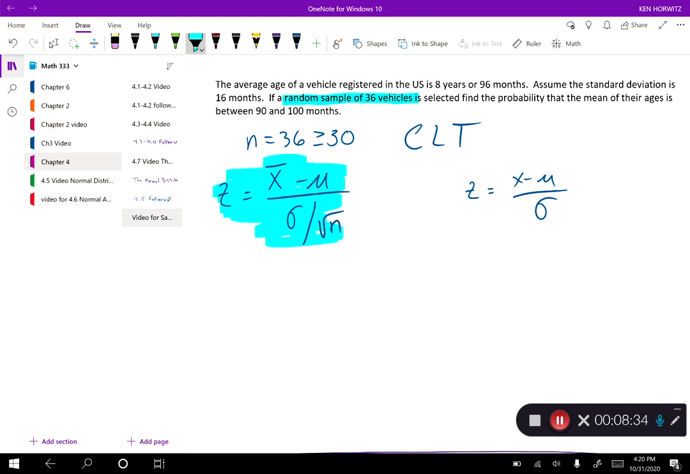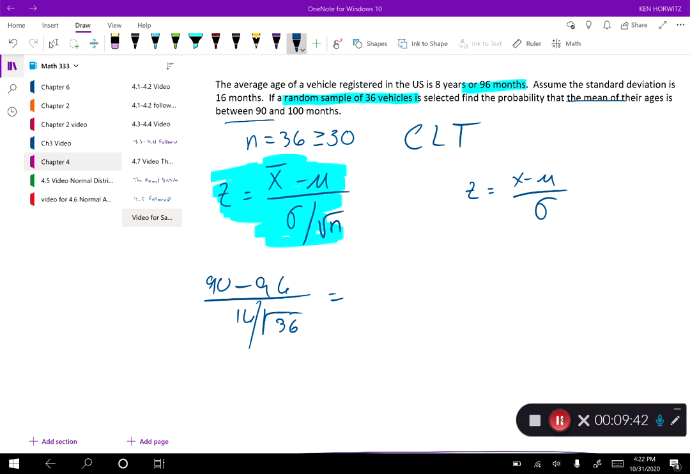So I'm going to highlight it because we have all the elements, right? The average age of a vehicle registered is 96 months. So mu is 96. Our x bar, right, is going to be the mean of their ages is between 90 and 100 months. So x bar is 90 minus 96. And it's going to be over 16 is our standard deviation divided by the square root of 36, which is our sample size. So I want you to give this a pause right now, do the math on your calculator, and when you come back, I'll talk about the answer on the back end.